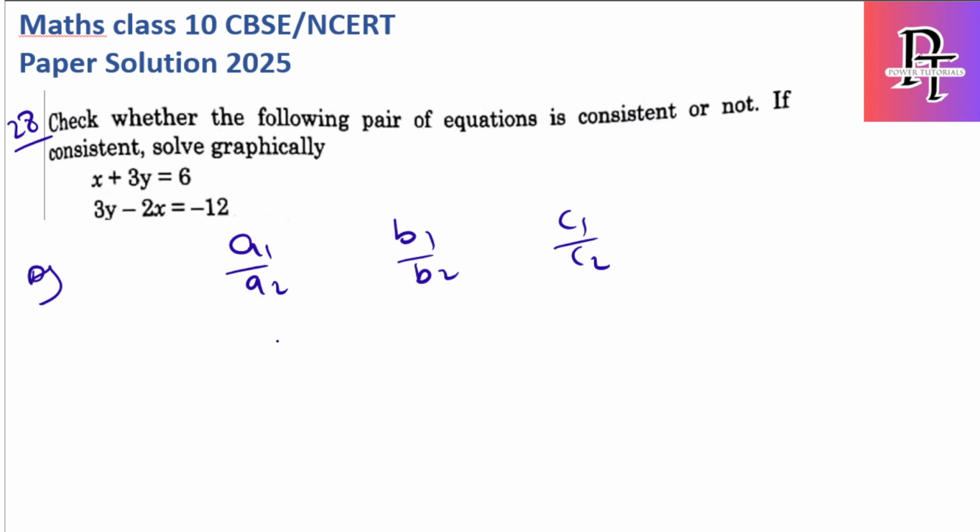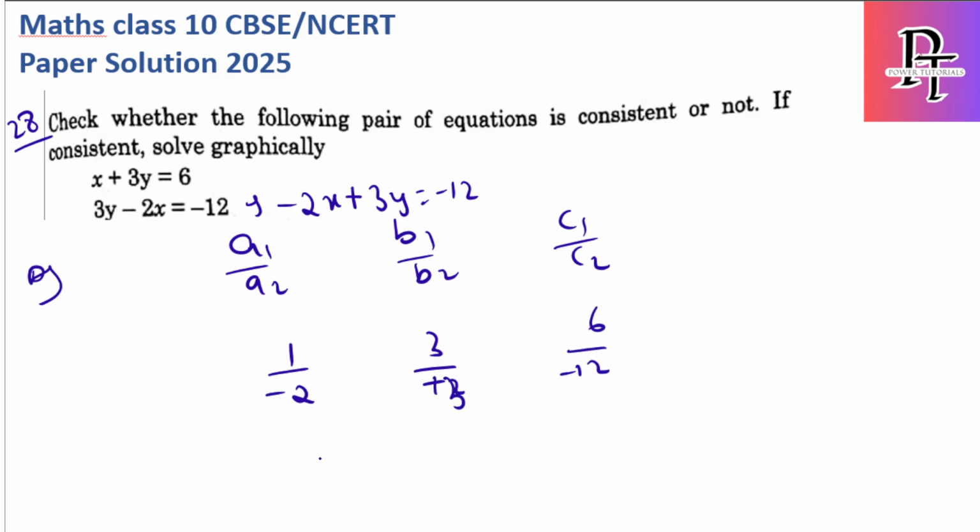a1 by a2 is 1 by... they have changed this equation to the other one, so I'll just change it for my convenience: minus 2x plus 3y is equal to minus 12. Always you have to write with respect to x and y terms, not y and x. Now it is 1 by minus 2, 3 by 3, and c1 by c2 is 6 by minus 12. So it is minus 1 by 2, 3 by 3 is 1, 6 by minus 12 is minus 1 by 2. a1 by a2 is not equal to b1 by b2, so these are consistent.